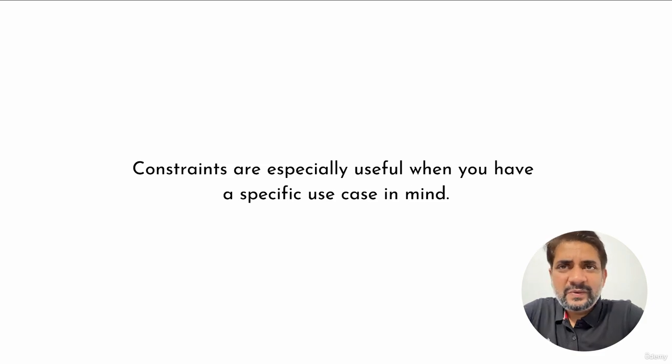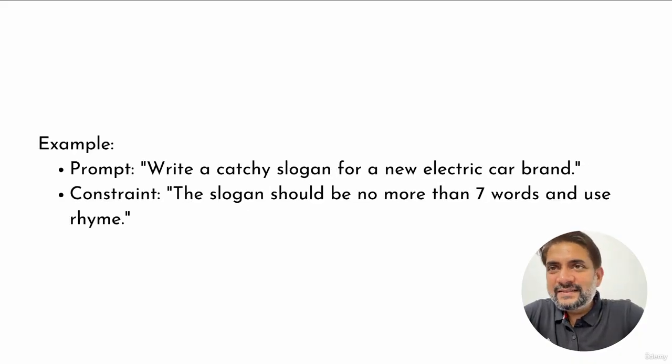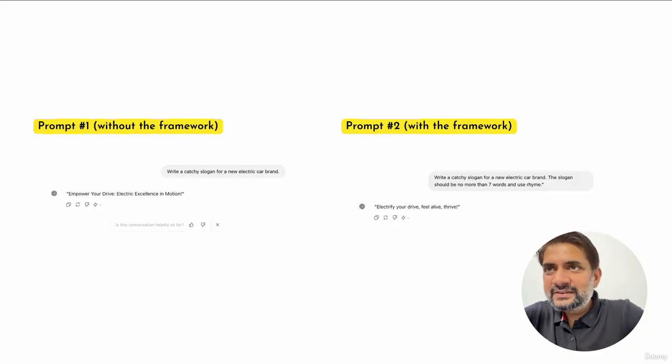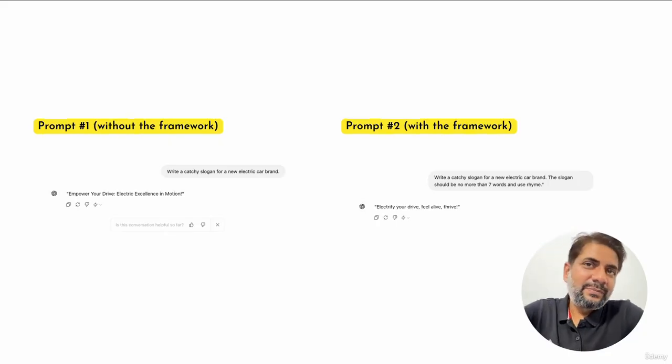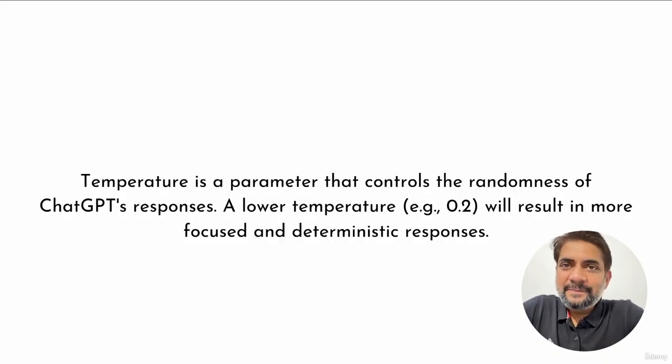So constraints are especially useful when you have a specific use case in mind, and you will always have a specific use case in mind. For example, write a catchy slogan for a new electric car brand. But then I add a constraint. The slogan should be no more than 7 words and use rhyming words. And you will see prompt number 1 does not use the framework, prompt number 2 uses the constraints as just discussed. Temperature. Controlling ChatGPT's creativity.